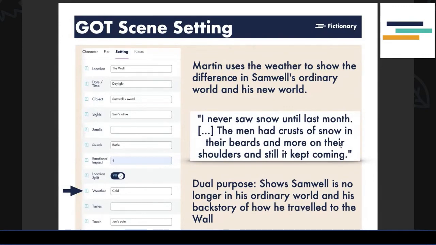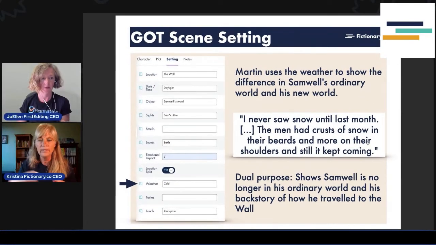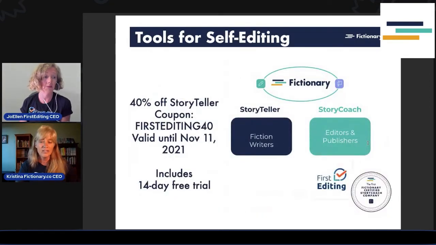And so this has a dual purpose. One is Samuel's no longer in his ordinary world. And two, it's his backstory of how he traveled to get here and how it went from warm through the cold and how it affected him. And this is, of course, just a little snippet, but he's doing double purpose here with his words. And again, he's showing the reader it's cold, not telling them it's cold. All right. So that's the end of that.